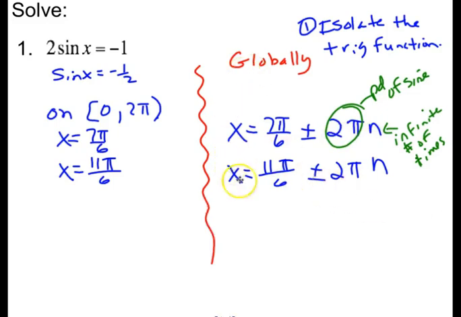And so my global answers, if the domain is not specified, is x is equal to 7 pi over 6 plus or minus 2 pi n, or 2 n pi, however you want to write it, and x is equal to 11 pi over 6 plus or minus 2 pi n.